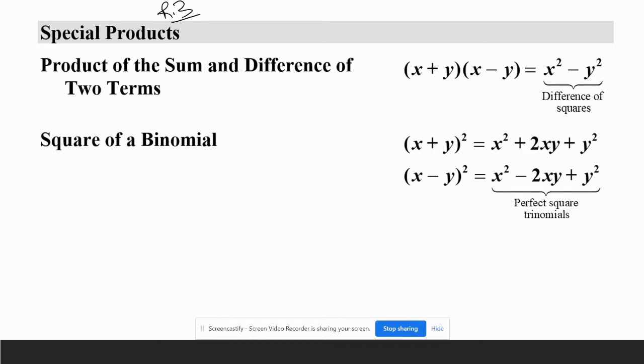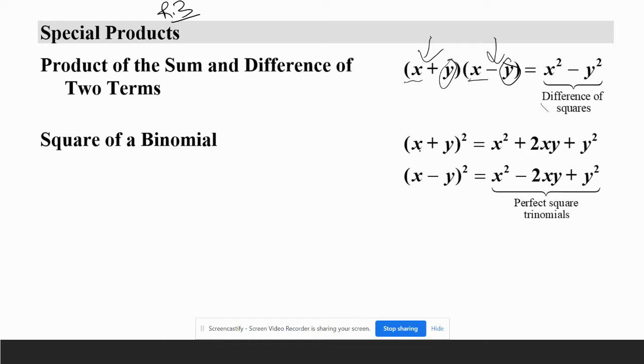So there's two formats that we can use to shortcut our multiplication. The product of the sum and difference of two terms is the difference of squares. So if you have a format of two terms that are exactly the same, one's adding and one's subtracting, and it doesn't matter the order of this, it can be subtracting here and adding here, then you can simplify the process of multiplying by just saying x times x, y times y.